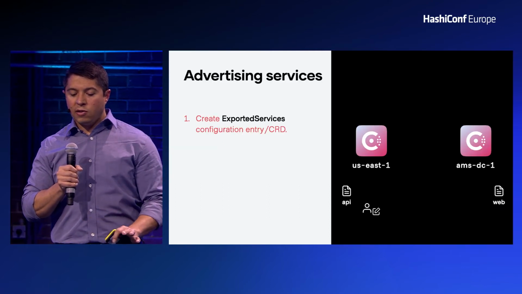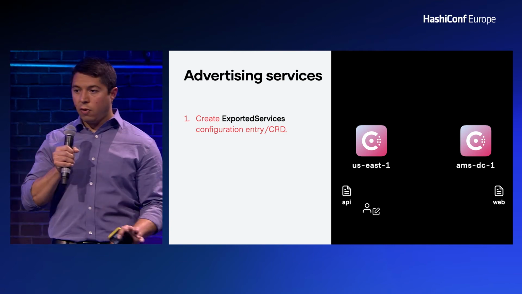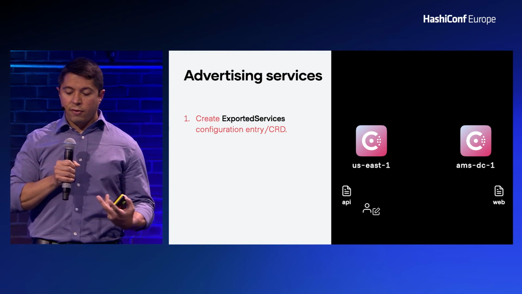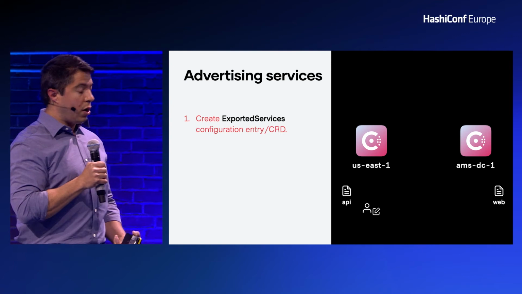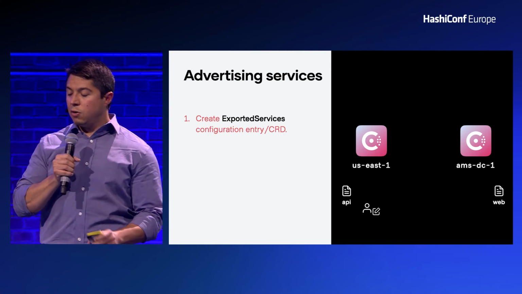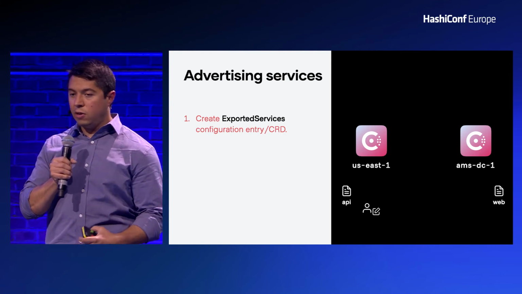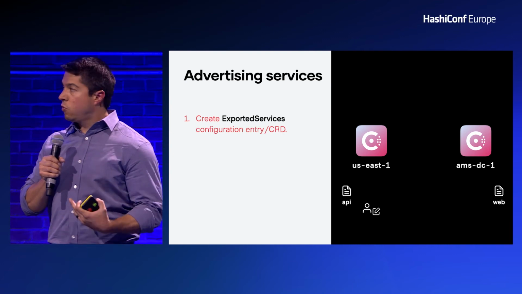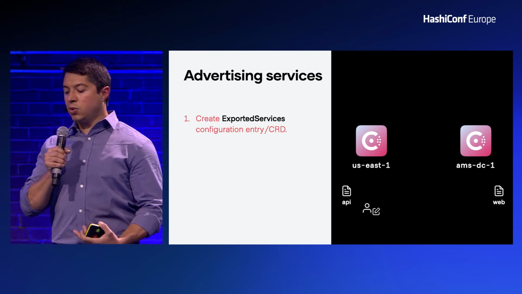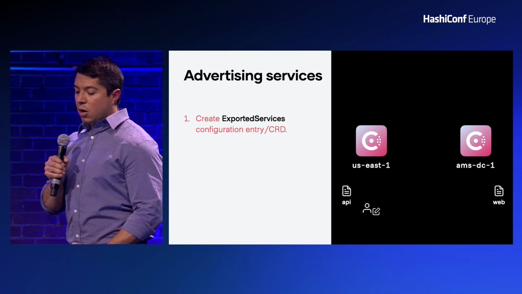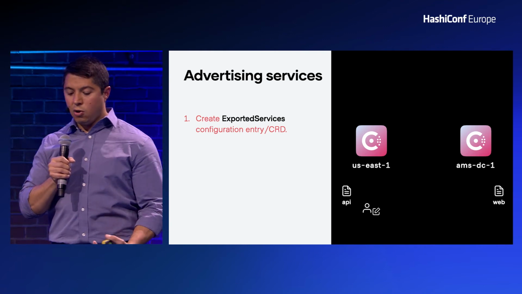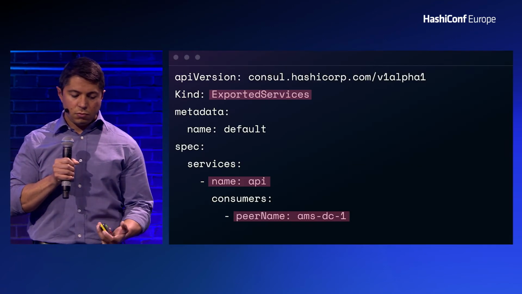In this example, I've deployed a service in each of our example clusters. I have a front-end web service in AMS DC1, and that's configured to talk to a back-end API service in US East 1. And in order to make the API service actually reachable across clusters, Consul must be configured to advertise that service over the peering connection.